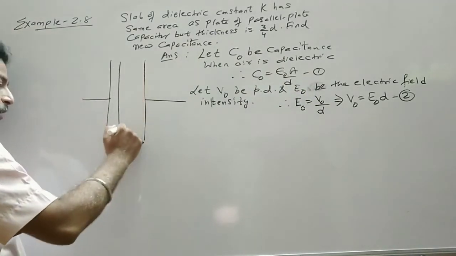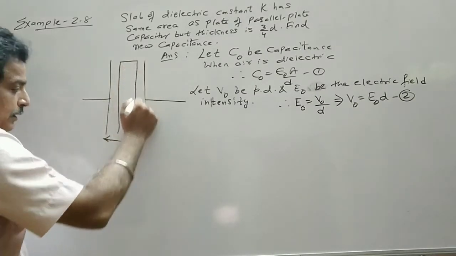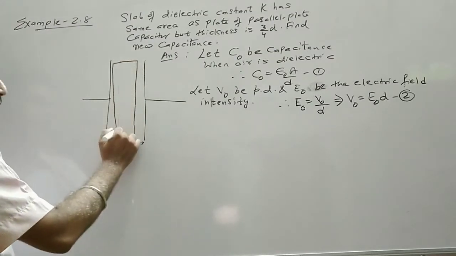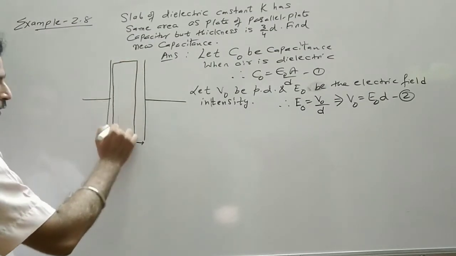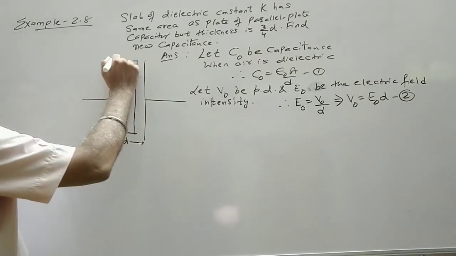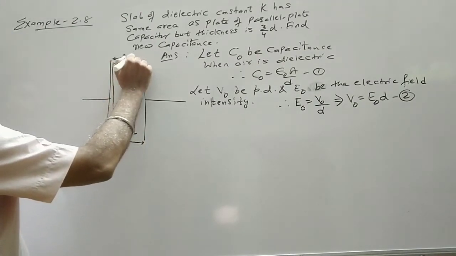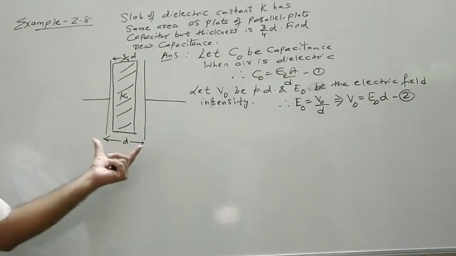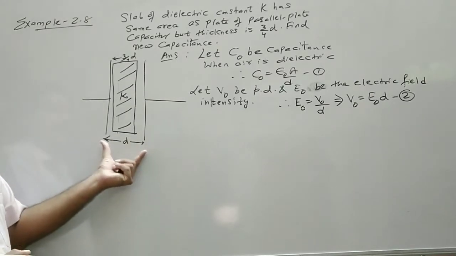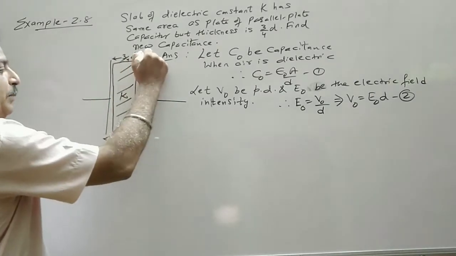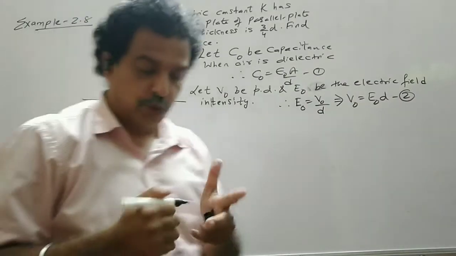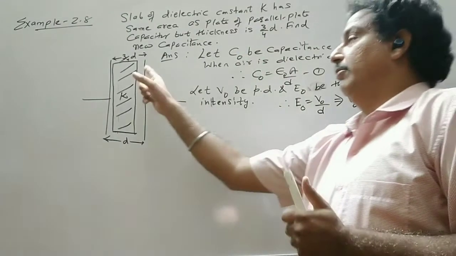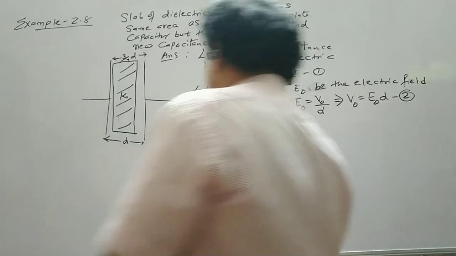Now let us say that the dielectric introduced in it occupies only 3/4 of the thickness. So this is 3/4 D. This is the dielectric. So if the total distance between the two plates is D, 3/4 of D is occupied by the dielectric. So the remaining portion is 1/4. So air is still there in the 1/4 portion.